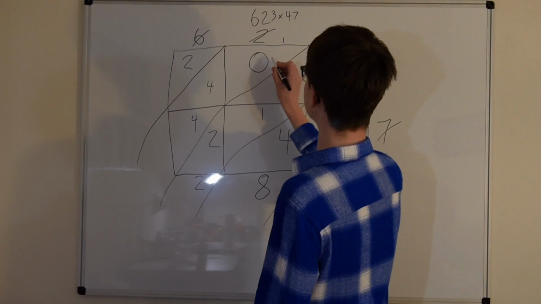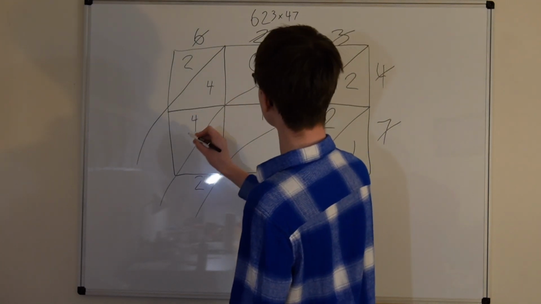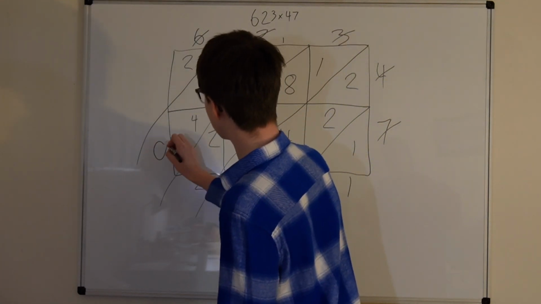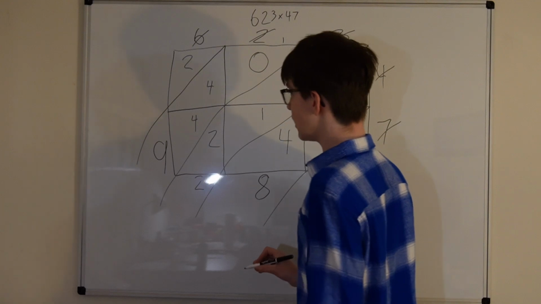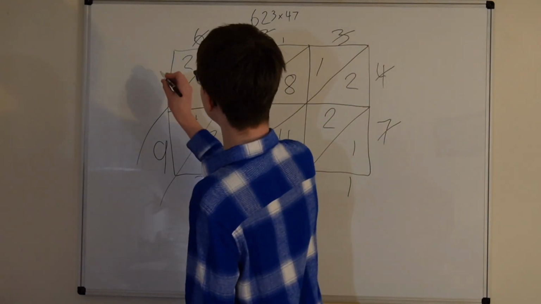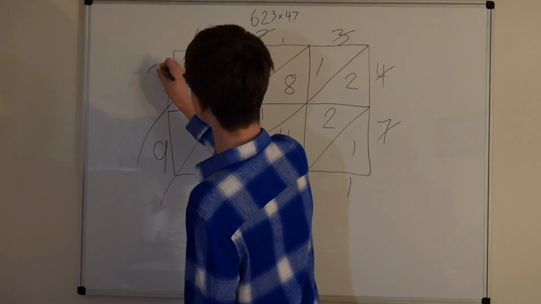Next, 1 plus 0 plus 4 plus 4 is 9. And last is the 2, since it's all alone. I'm all alone in here.